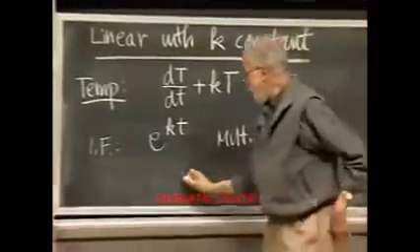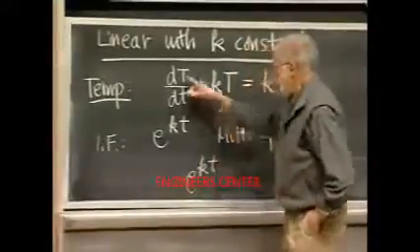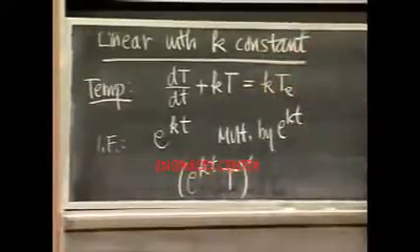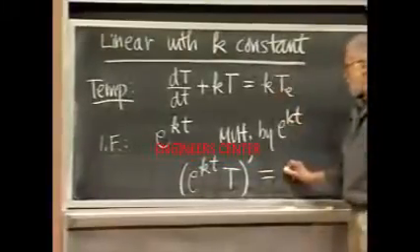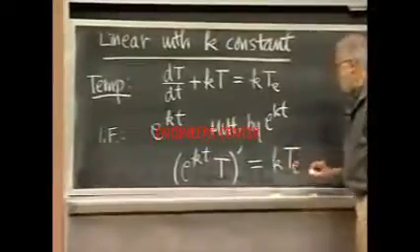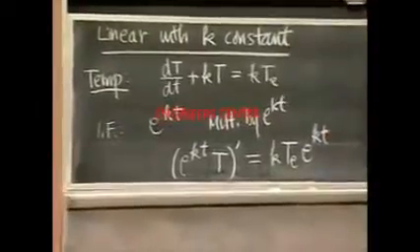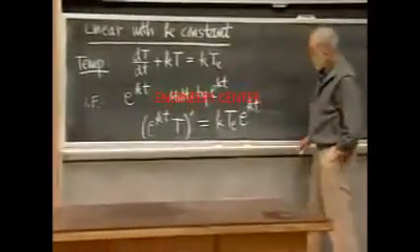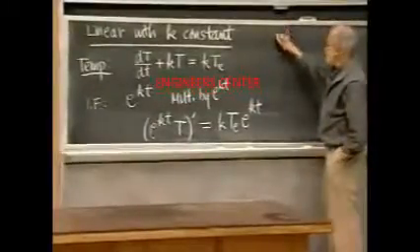Well, I'll write it in the compact form. It's going to be e to the kt times T, all prime. The differentiation now, of course, is with respect to the time, and that's equal to k times the external temperature, whatever that is, times e to the kt. This is a function of t, of course, the function of little t time. Okay, and now finally we're going to integrate.